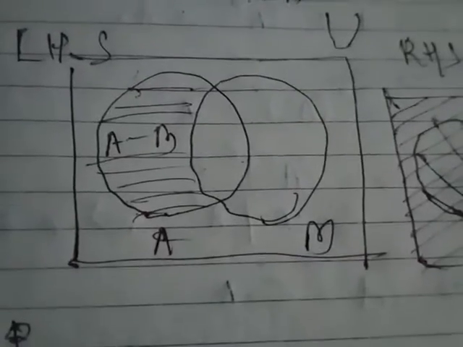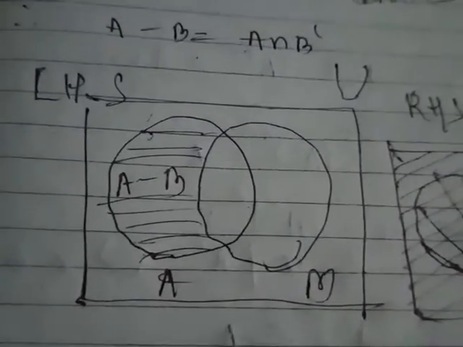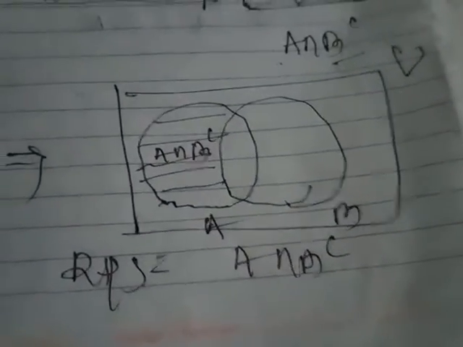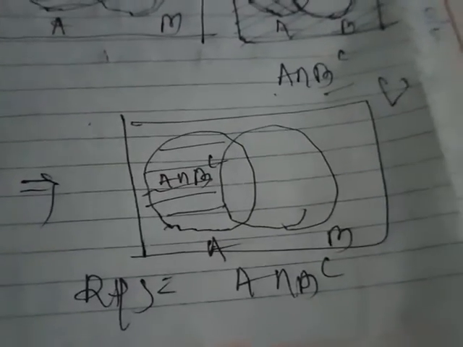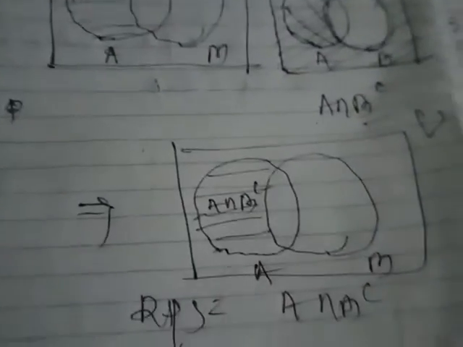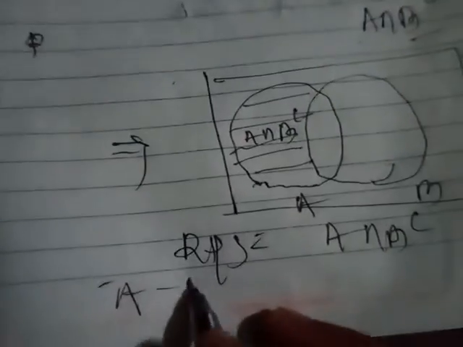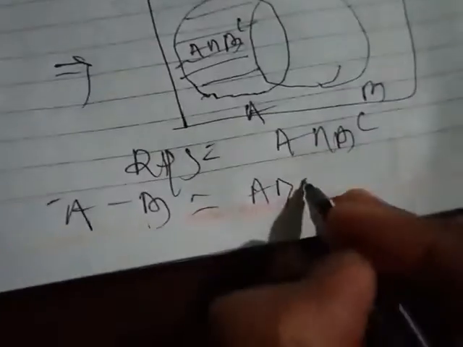You see both the diagrams. The LHS is A difference B. You see the shaded region of LHS, A difference B. You see the shaded region of A intersection B complement. Okay. And in both you will find the same area. So using the Venn diagram also we can prove the properties of sets. Okay. Hence it proves that A difference B is equal to A intersection B complement. Okay. Understood? Thank you.